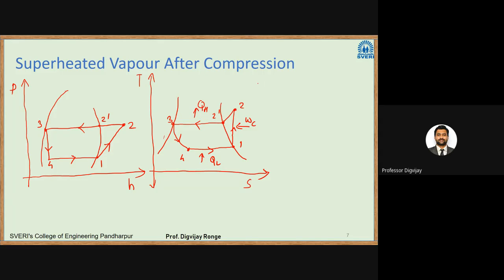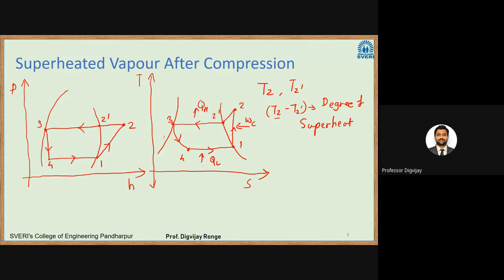So if you take the temperature at point 2 as T2, and the temperature at point 2 dash as T2 dash, then this difference T2 minus T2 dash is generally called the degree of superheat. Okay. What is T2 dash? T2 dash is nothing but the saturation temperature at condenser pressure, and T2 is the superheated temperature. So T2 minus T2 dash will be the degree of superheat.